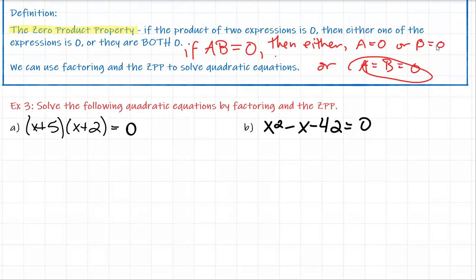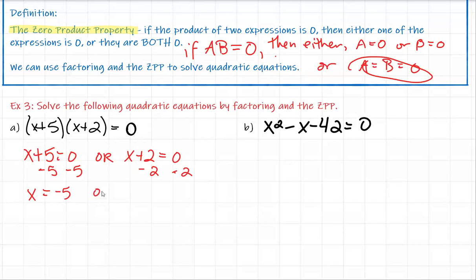I take both of my expressions and set them equal to 0. So I get x plus 5 is equal to 0, or x plus 2 is equal to 0. And then we know how to solve for x here, right? In both of them, we just subtract over, right? So I get x is equal to negative 5, or x is equal to negative 2. Those are my two solutions to this equation. If I plug either one in for x, I'm going to get 0.